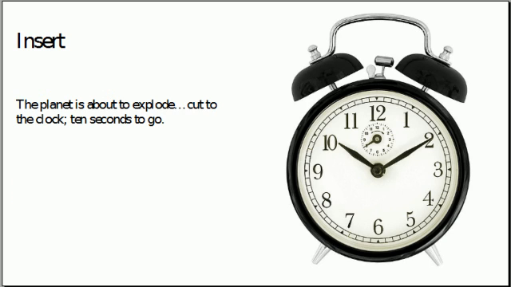An insert is where you're cutting away. James Bond is trying to save the world. The planet's about to explode. The nuclear weapons are about to launch. You cut to the clock. The clock, of course, would have some wires and a stick of dynamite attached to it or something like that. That's an insert. You're cutting away from the master shot or the close-up. You're going to an insert of the clock.